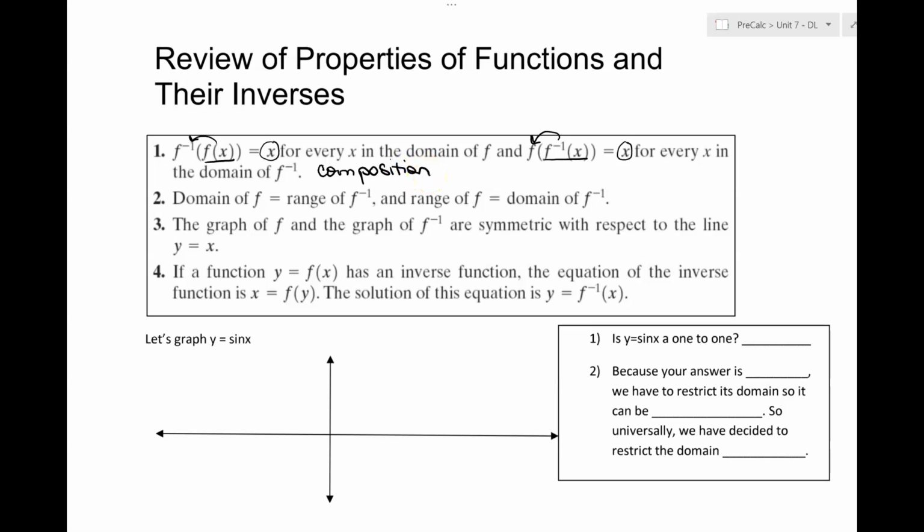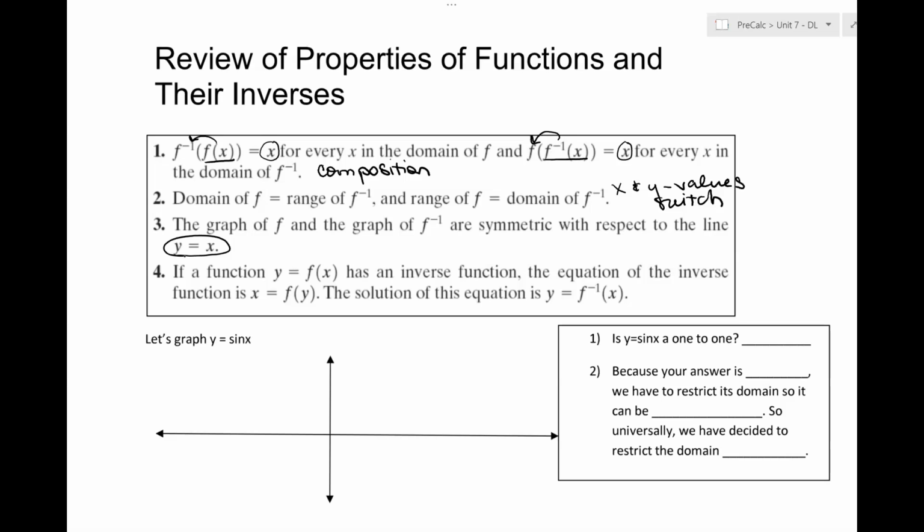For number 2, the domain of f is the range of its inverse, and the range of f is the domain of its inverse. So this is when the x and y values switch, which means that their domain and range elements switch too. The third characteristic we know about inverses is that when graphed, they're symmetric with respect to the line y equals x. This goes back to x and y values switching. They're symmetric across y equals x.